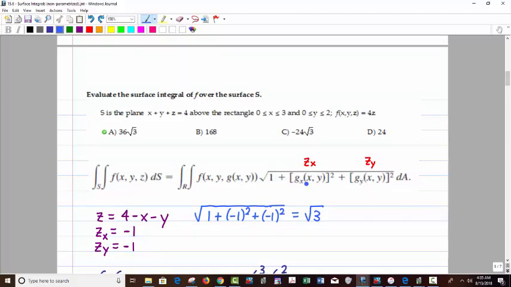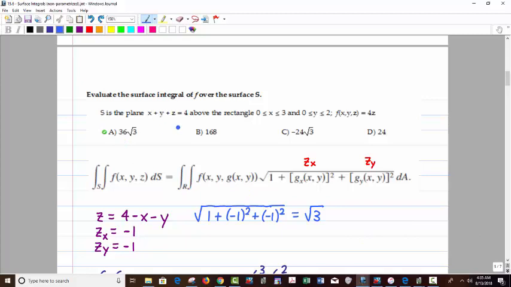I just replace this: g sub x, g sub y, same thing as z sub x, z sub y. What we need to do on our region is solve for z in terms of x and y, like I've done right here. So that's the g. In other words, the surface is the g. And the function you're integrating across here is the f. So 4z represents this part right here.